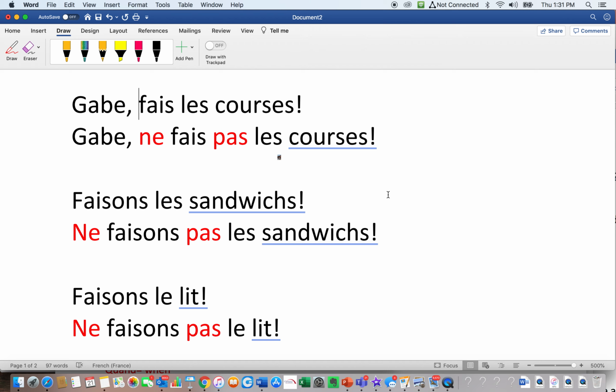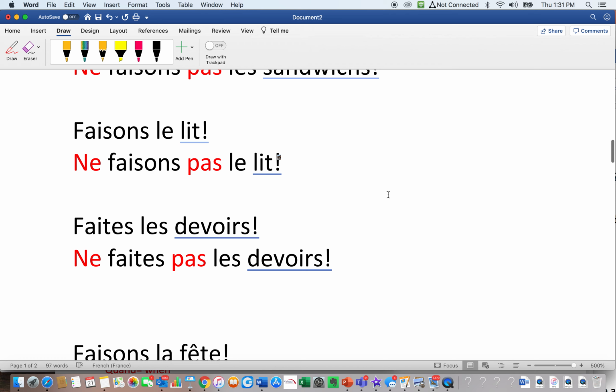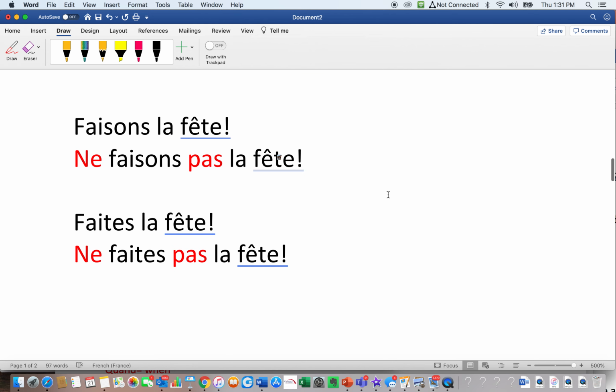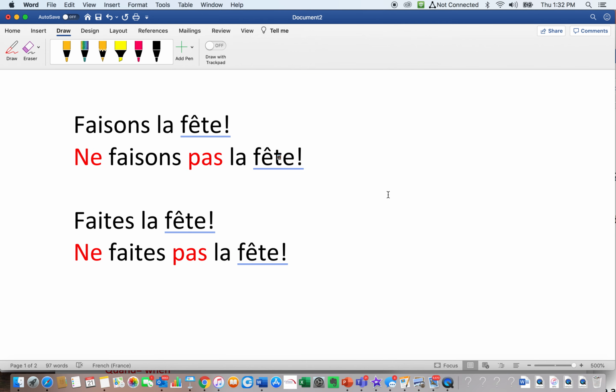And then we have faisons les sandwiches. Let's make the sandwiches. Ne faisons pas les sandwiches. Let's not make the sandwiches. Faisons le lit. Ne faisons pas le lit. Faites les devoirs. Ne faites pas les devoirs. Okay? Faisons la fête. Ne faisons pas la fête. So, let's party. Let's not party. Faites la fête. Ne faites pas la fête. So party! Hey dudes, you should party. You guys party there. Party! Faites la fête! No, ne faites pas la fête.